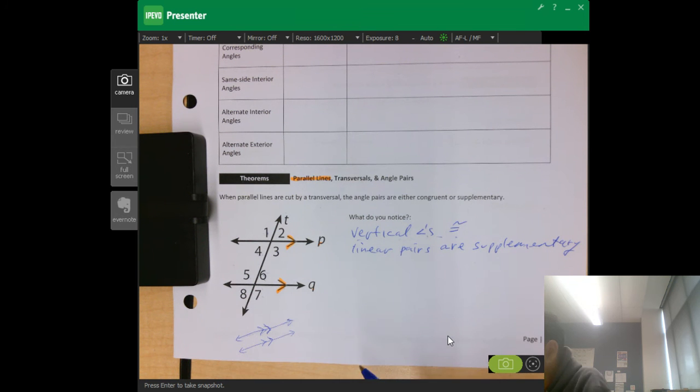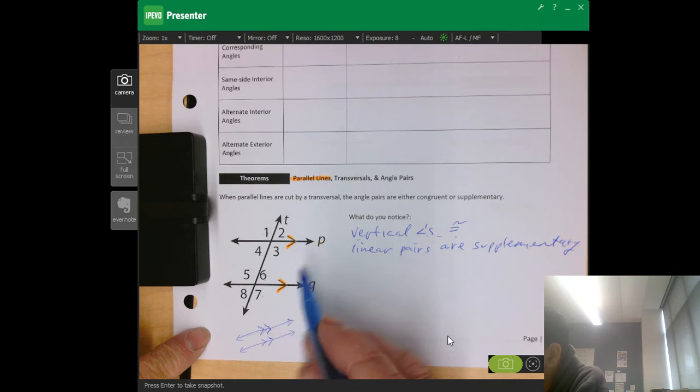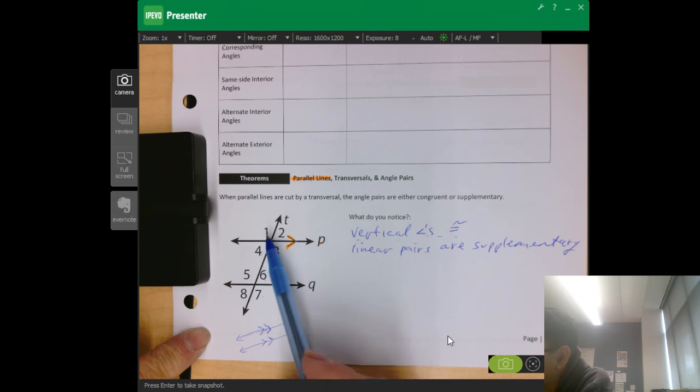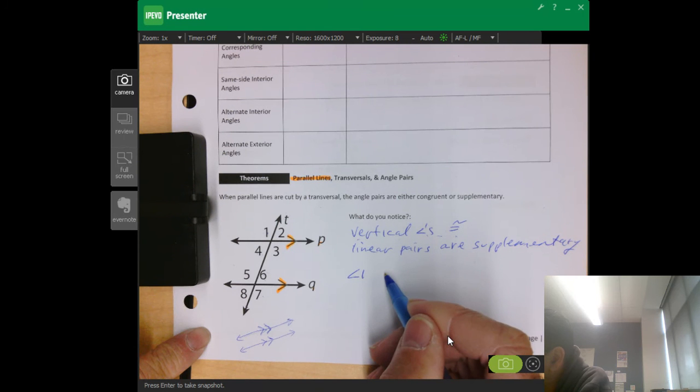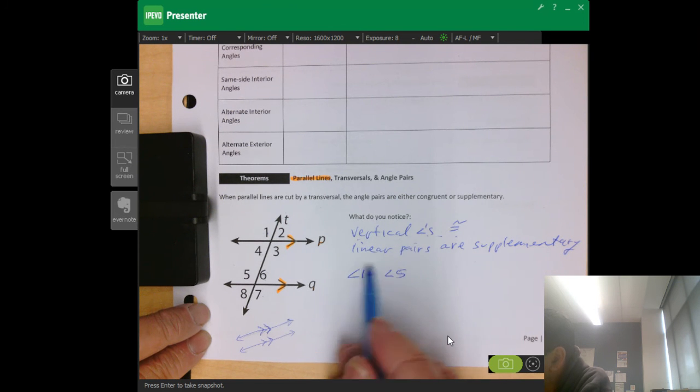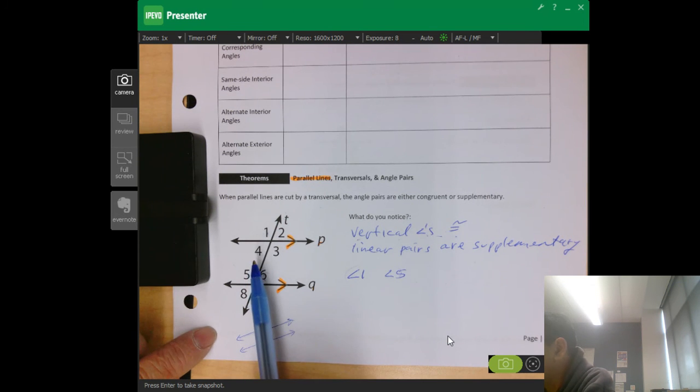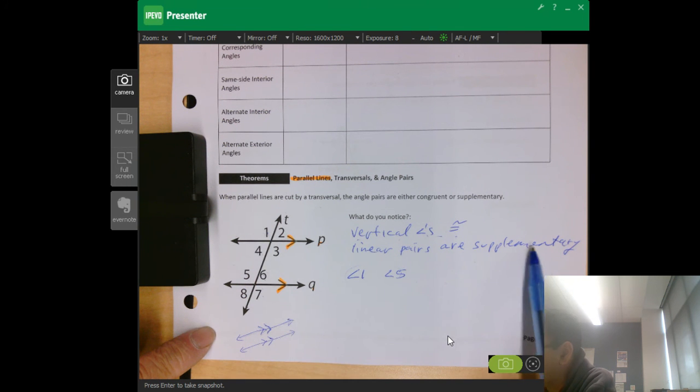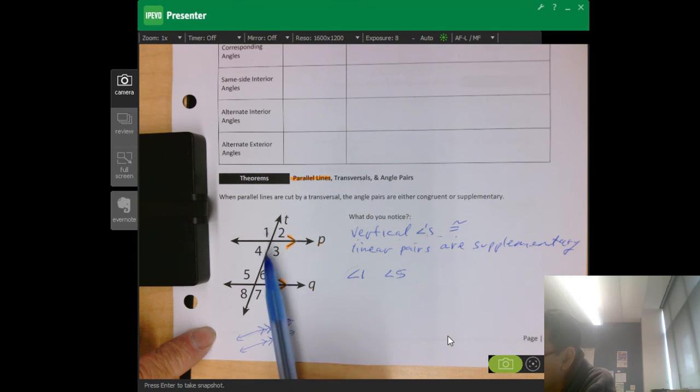So at this point, I want you just to look at the pictures. Look at the picture, look at angle 1, and look at angle 5. Okay, what do you think seems to be true about it? So angle 1, angle 5, how would you compare these? Do they look the same? Do they look different? If they look different, how do they look different? So for instance, angle 1 and angle 2, do they look the same? Okay, they're different, aren't they? And this is a linear pair, and we know they're supplementary. What about angle 1 and angle 6? Do they look the same? Do they look different? If they don't look the same, how do they look different?